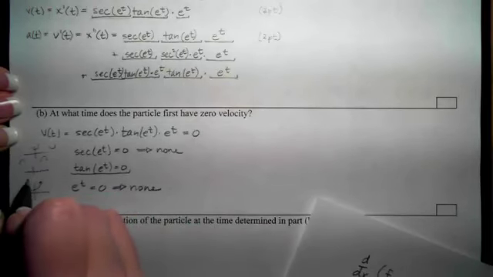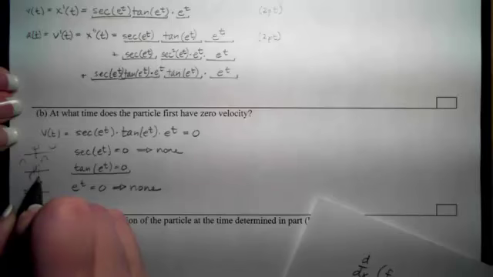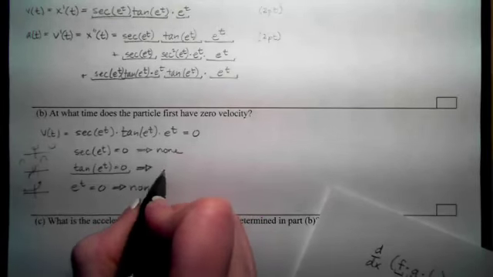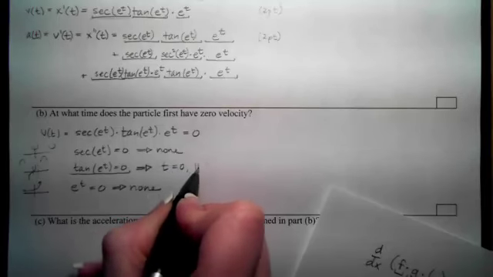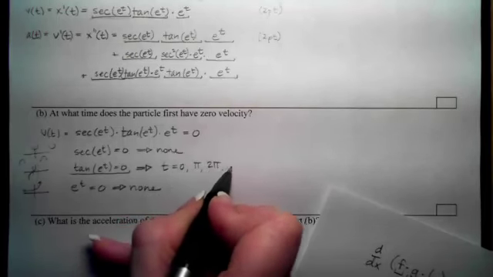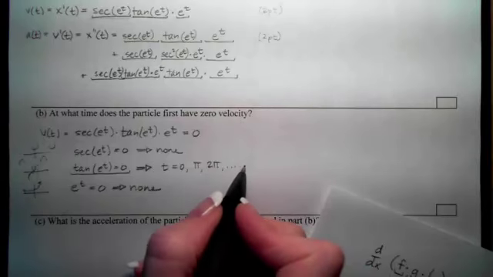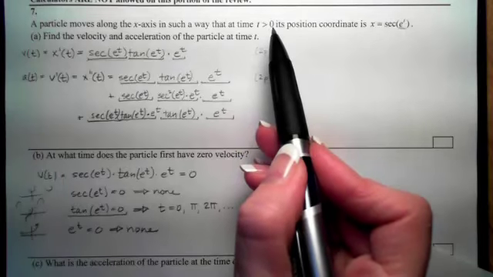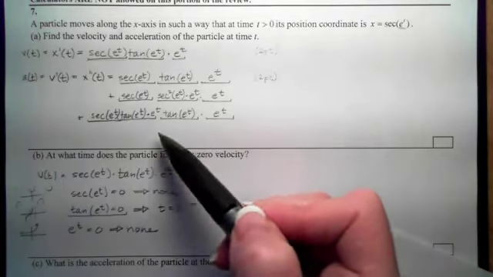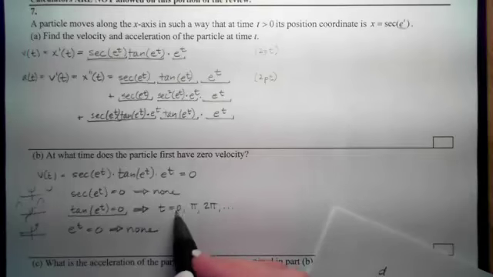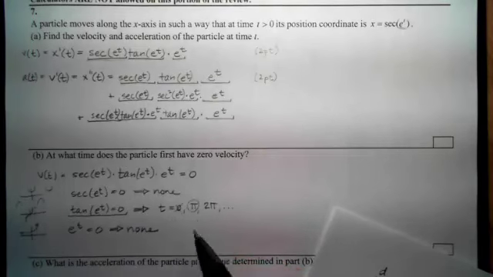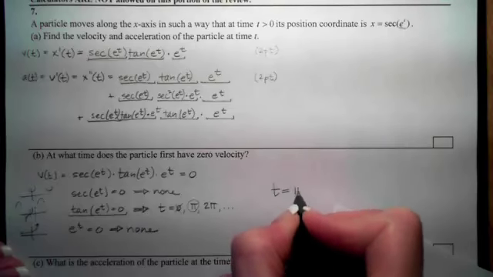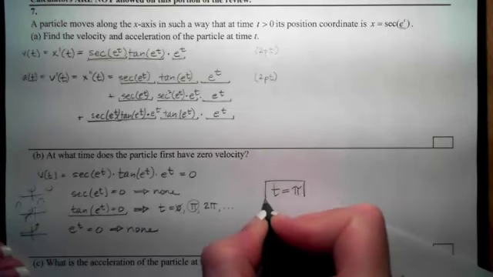The tangent crosses the x-axis at every multiple of pi. So we'd have 0, we'd have pi, we'd have 2 pi, etc. So if we go back up to the beginning, it tells us that t is always positive. So my first time when the particle has 0 velocity can't be 0, so it must be pi. So we can write down the time that we first have 0 velocity is at t equals pi.